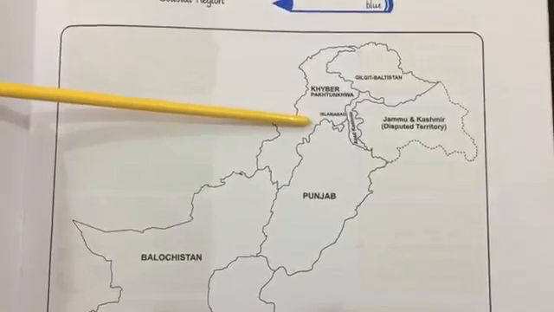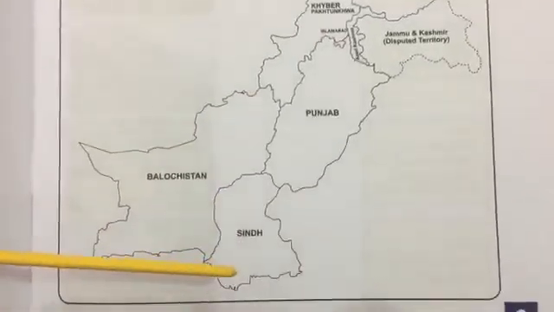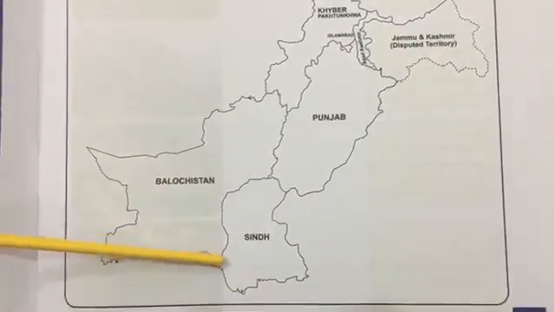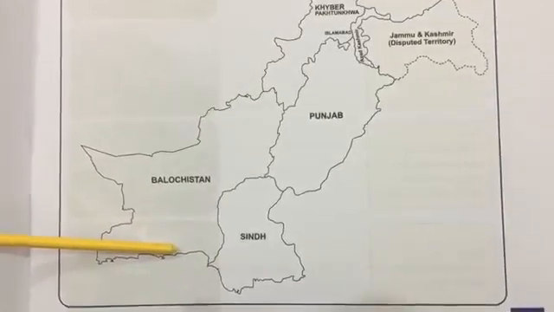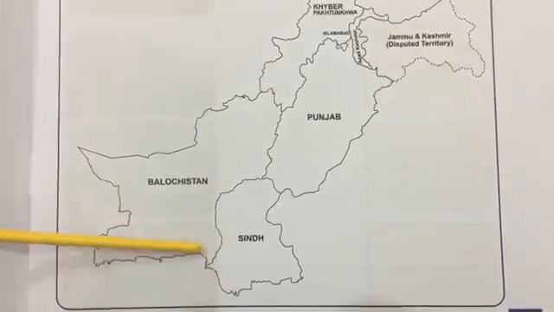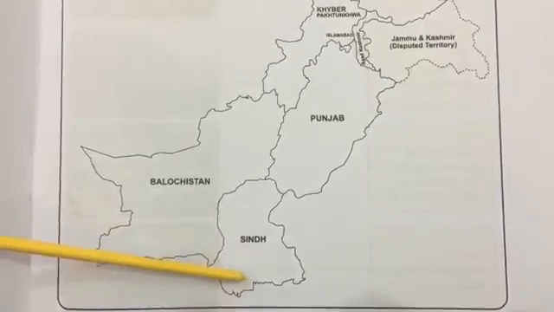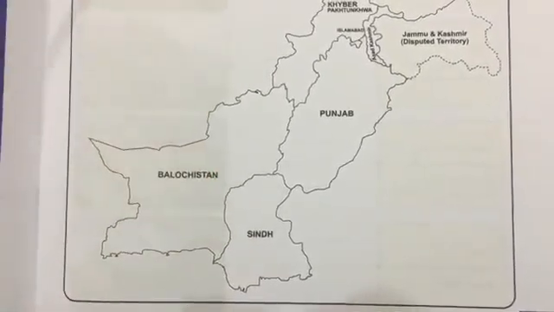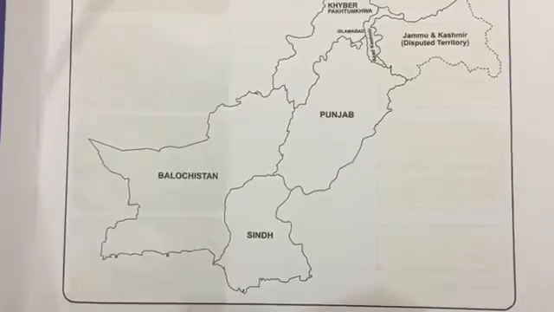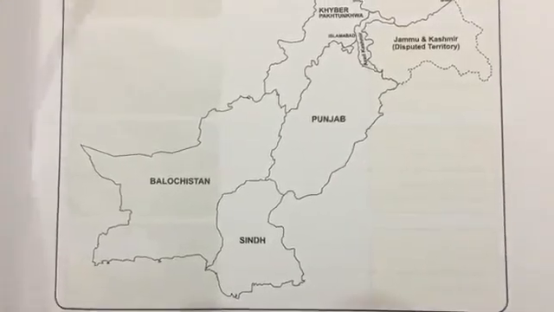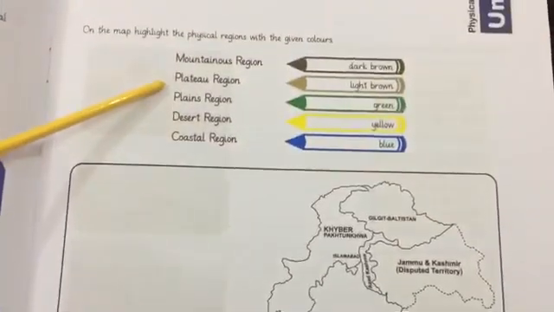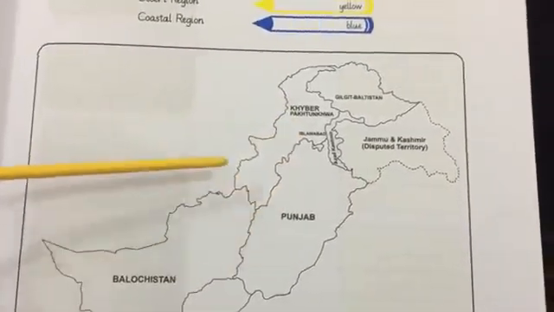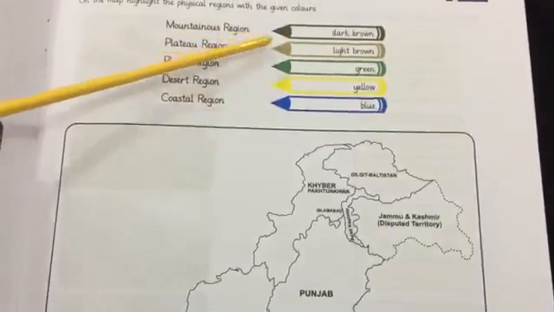Then we have discussed that coastal regions are in Sindh and in some areas of Balochistan near the Arabian Sea. So you have to color this area blue, and the same for the deserts. We have discussed where the deserts are, where the plains are, and where the plateaus are. So you have to color all these regions according to the given colors.